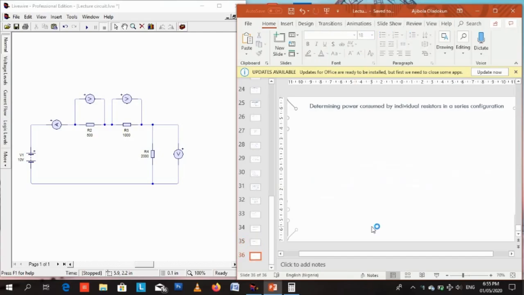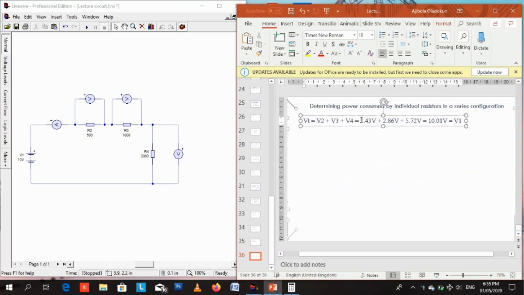So let's continue from where we stopped last module, trying to determine the power consumed by individual resistors in a series configuration. As we determined last time, the total voltage in a circuit where you have all your resistors connected in series is just the summation of the individual voltages across each of the resistors. So let's go to power.